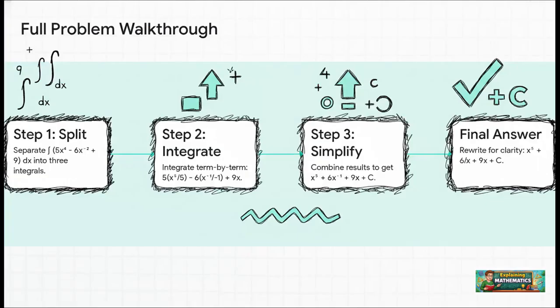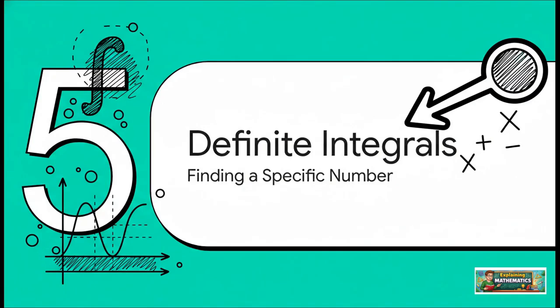Here's our problem. First, we use our sum rule to split it into 3 easier integrals. Now we just go down the line term by term. The integral of 5x to the 4th becomes x to the 5th. The integral of negative 6x to the negative 2 becomes positive 6x to the negative 1. And the integral of 9 is just 9x. Put it all together, rewrite that negative exponent to make it look nice, and add your c. Perfect.